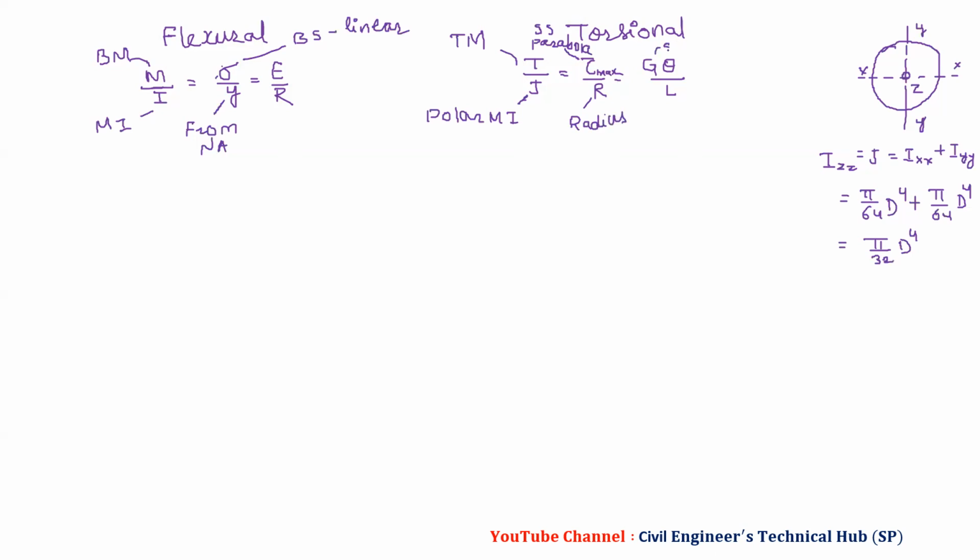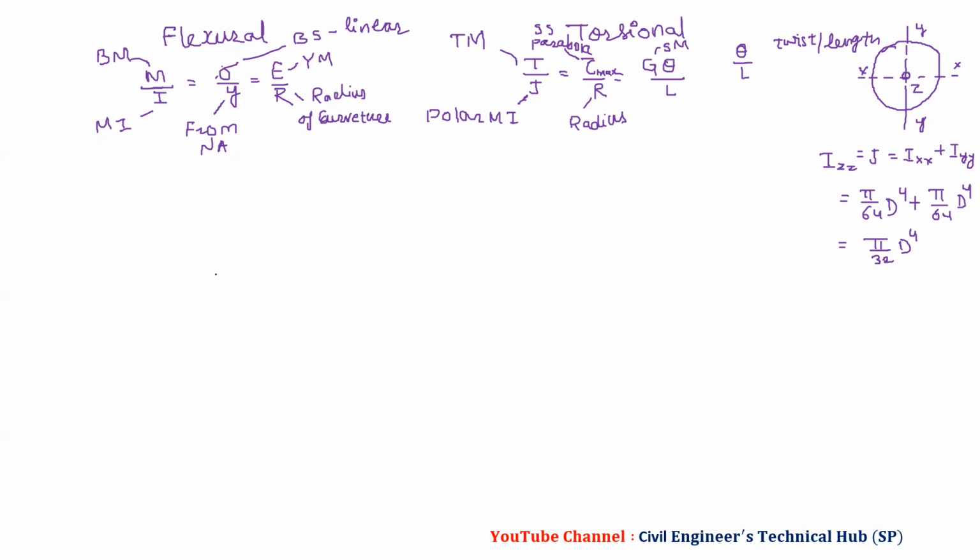G, shear modulus. E, Young's modulus. R, radius of curvature. And theta by L, twist per length. So likewise, this is a comparison of the flexure and torsional formulas.